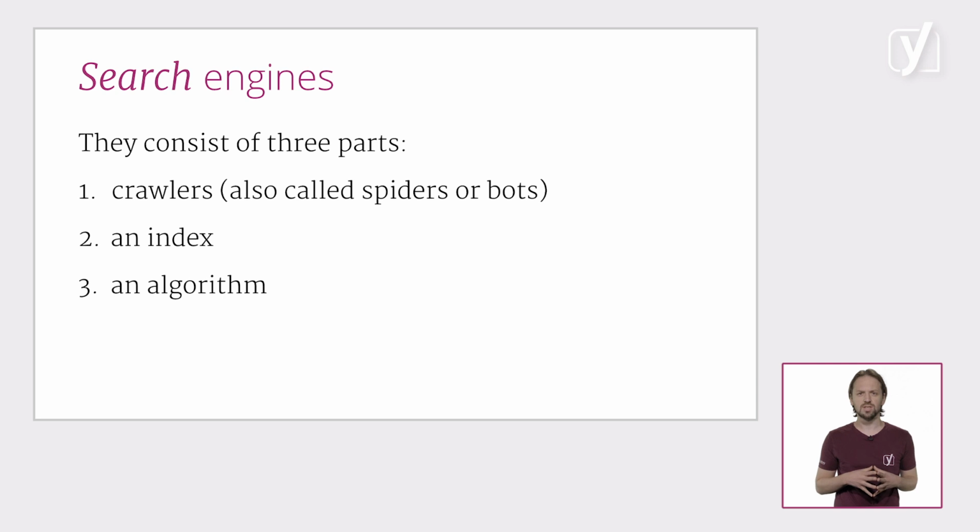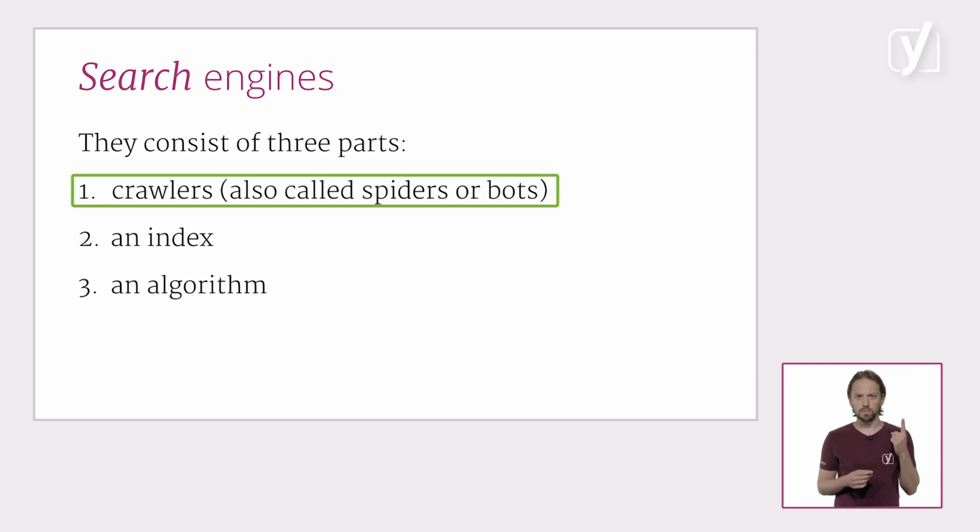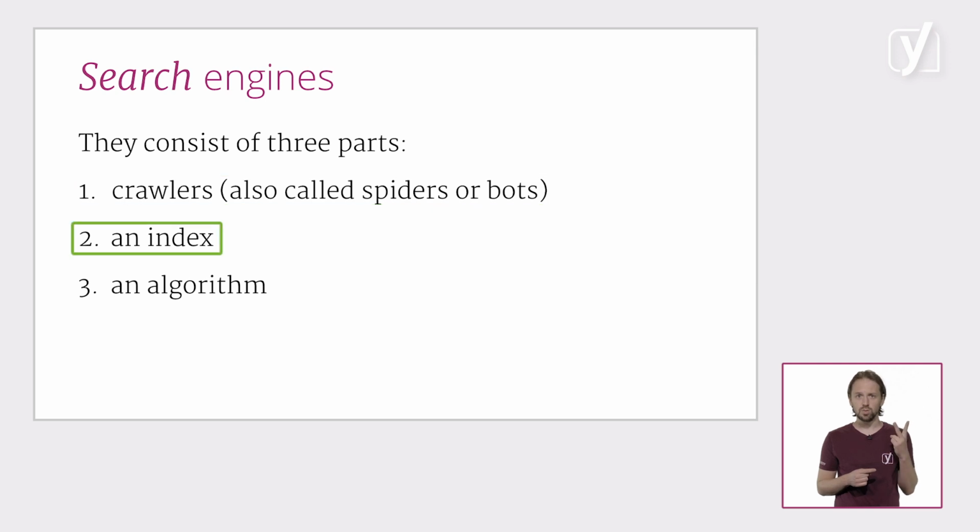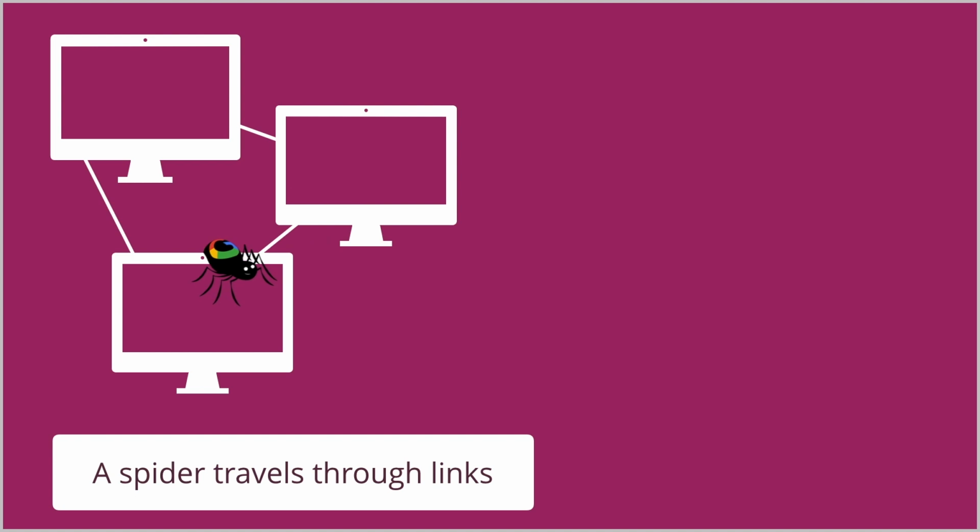Well, search engines consist of three parts. 1. The crawler, which is also called a spider or a bot. 2. The index. And 3. The algorithm. And the process begins with a spider. In this example, we're going to call it a spider because that's the easiest image to remember. So a spider travels the web through links, and links connect pages to each other.